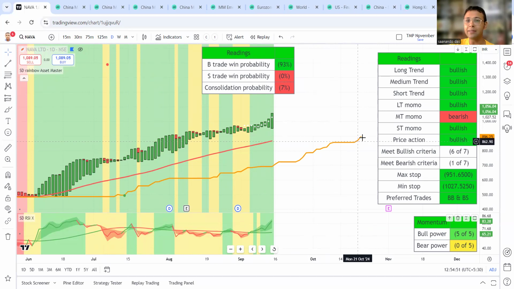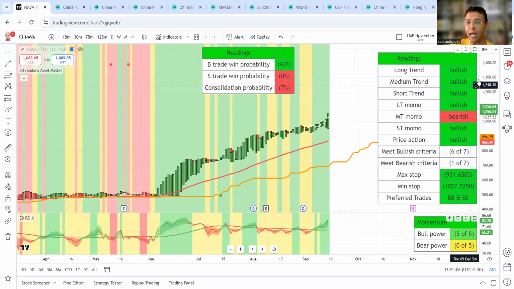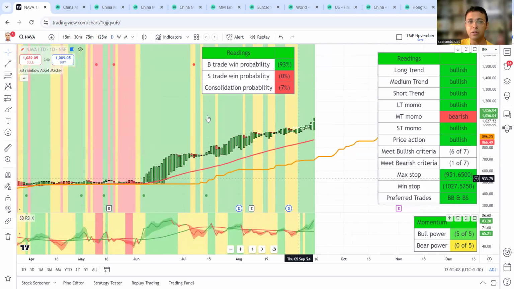So this line is a leading one. It is leading the current price. Then we have the medium term trend. This red line is the medium term trend line. This also is not like, if price is above the level, then only you have it. So let me show you.